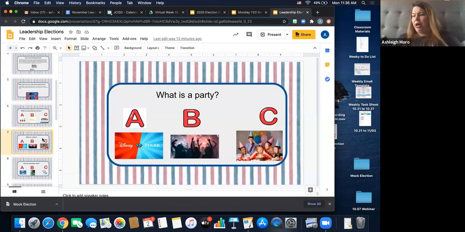So what's a party? A, in our mock election, it's a group of people that represent different beliefs, so Disney versus Pixar. B, this rock and club event. Or C, these super cute little biscuits having a birthday cake with some hats on and some balloons. So what is a party in the context of an election? I'm trying to trick you guys. All right, good job, everyone. It is A. It's a group of people with similar or the same beliefs. Good job.